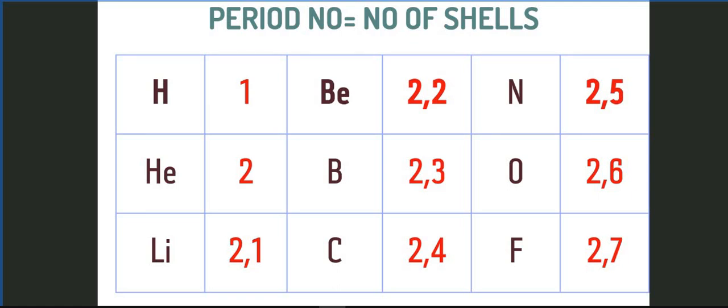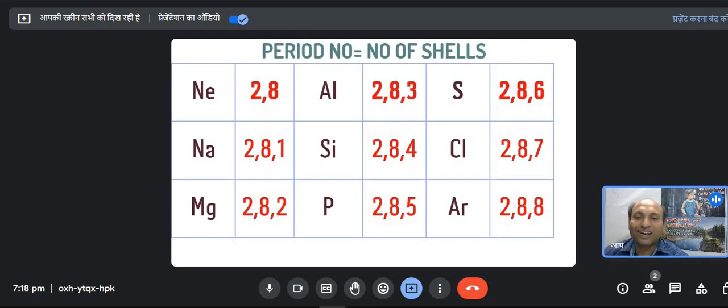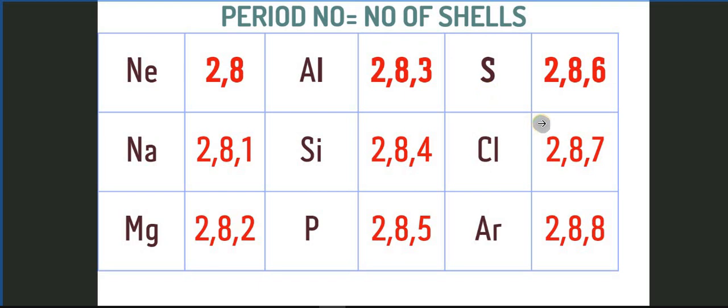Similarly, fluorine. Fluorine has atomic number 9. 2, 7 is the electronic configuration. 2 shells are filled, so we can say that it belongs to second period. Similarly, we can find the period of all the elements. If someone asks me to tell the period of chlorine, you will write the electronic configuration, which is 2, 8, 7. Once you have written that, you count how many shells are there. 3 shells are there, so 3 shells means 3rd period it belongs.